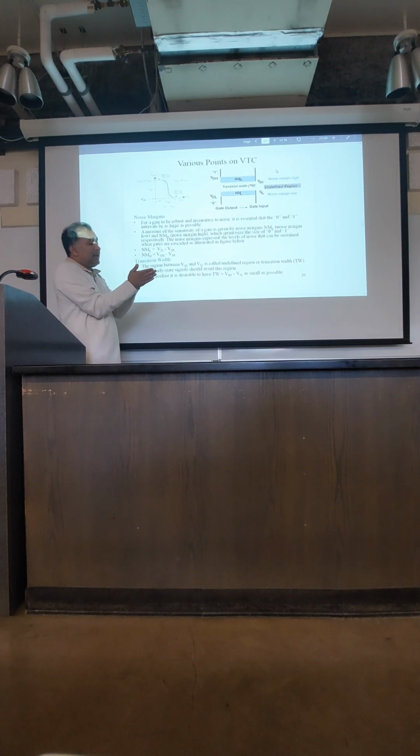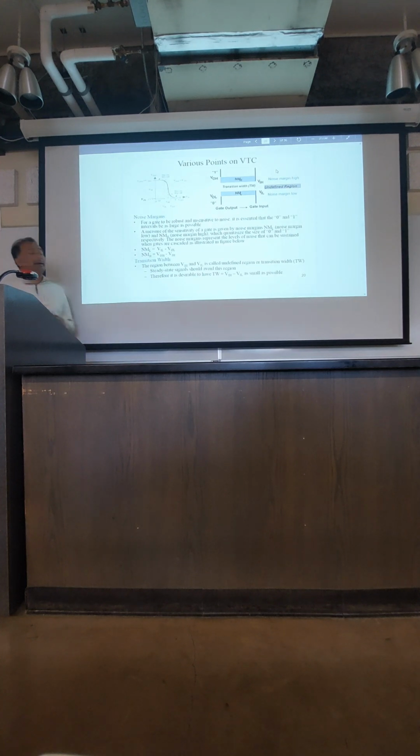On the other hand, having too wide a transition width means that your valid 0 range and valid 1 range are now too narrow, right? So there is a trade-off.